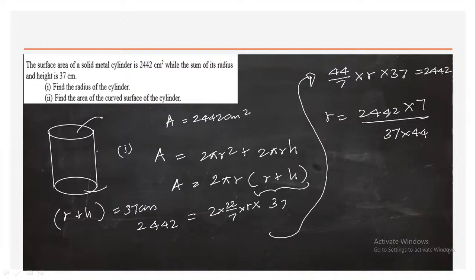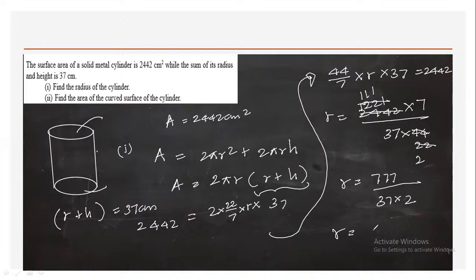How much? 2442 into 7. Cancel out. I just divide. This is divisible by 2, 22. This is divisible by 2, 1, 2, 2, 1. This is divisible by 11. How many 11s are here? 2. How many 11s are here? 1, 1, 1. Then 7 radius equals 111 into 7, 777 divided by 37 into 2.